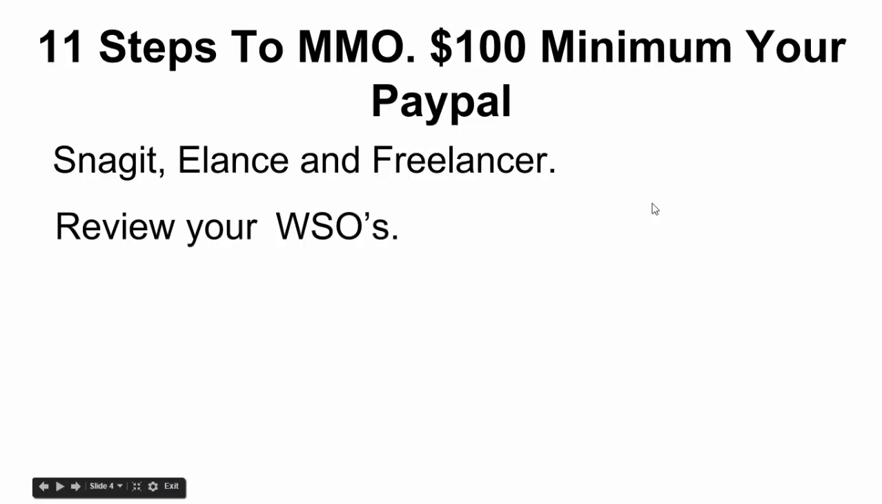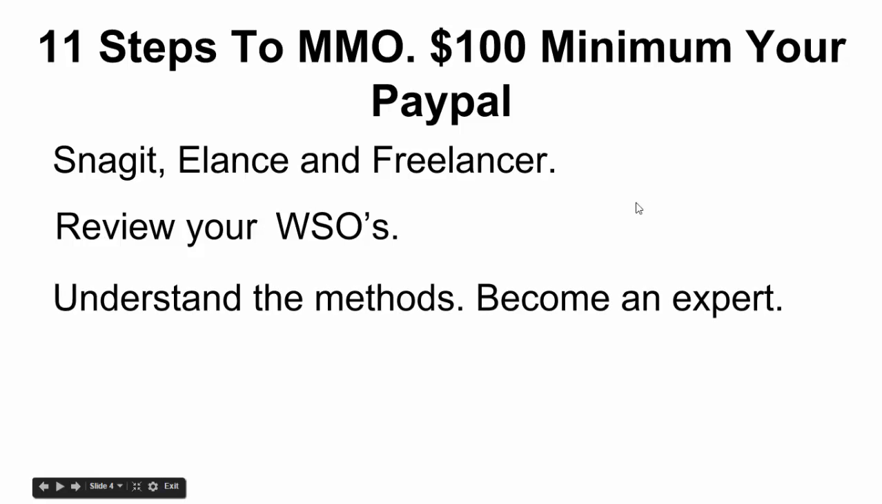Once you've signed up for the accounts at Snagit, Elance, and Freelancer, the next thing you'll need to do is review your WSOs. Quite simply, what that means is go over your WSOs, read them, understand what they're talking about, understand the methods, and get to know those WSOs back to front. It's going to be the longest part of this process. But when I say it's going to be the longest, I don't mean that you should spend days or weeks. I'd say a minimum of a few hours.